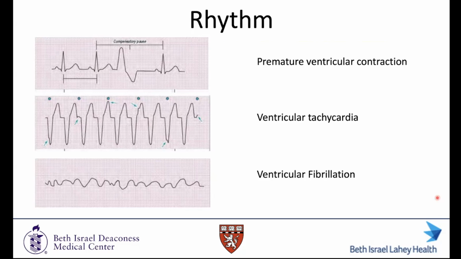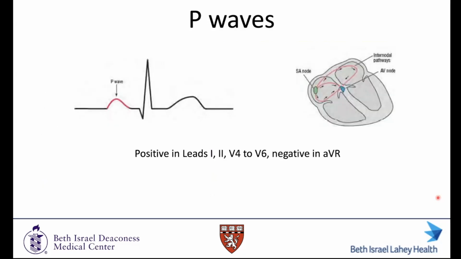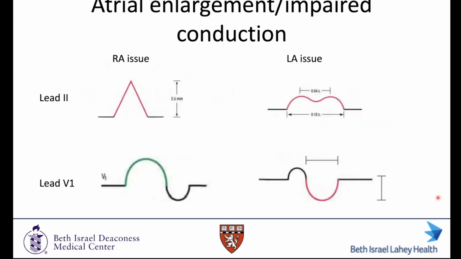Perfect. So we've covered now rate and rhythm. Next, we're going to move on to our P waves and our PR interval. P waves are positive in leads 1, 2, V4, and V6. They're negative in AVR, and P waves represent atrial depolarization that travels from the right side to the left side. However, when we're evaluating P waves, it's most helpful to look at leads 2 and V1.